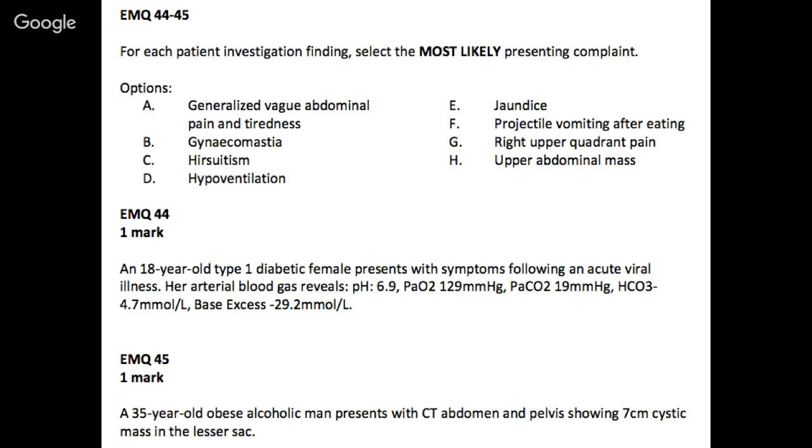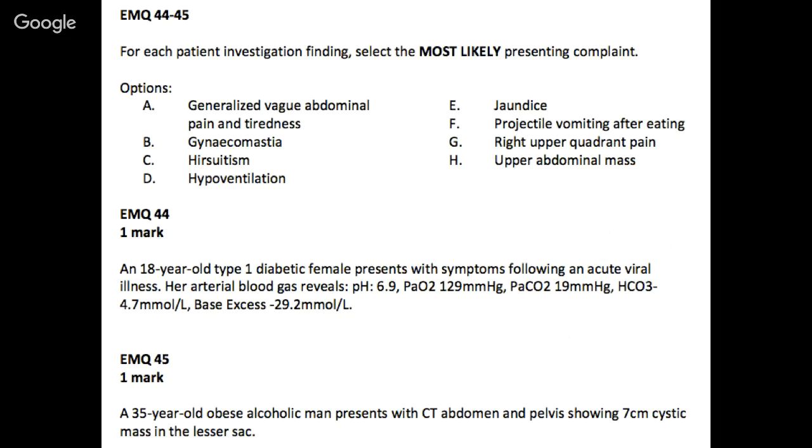So it's a metabolic acidosis to begin with, because the pH is 6.9. There's a low HCO3 minus as well. So it's a diabetic ketoacidosis, which is a cause of a metabolic acidosis. So the answer is generalized vague abdominal pain and fatigue as well. Probably wouldn't be projectile vomiting. That's more like pyloric obstruction.